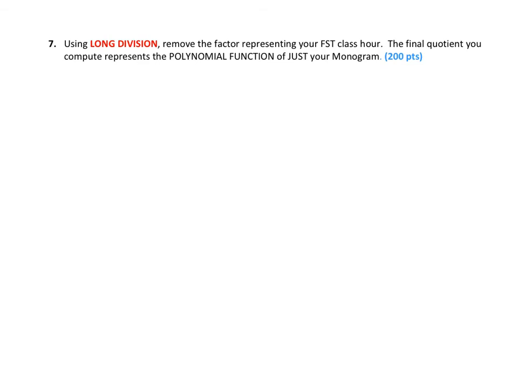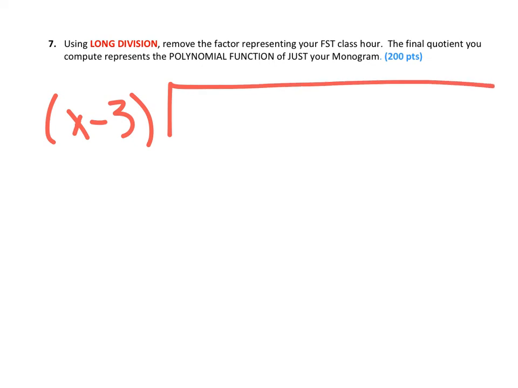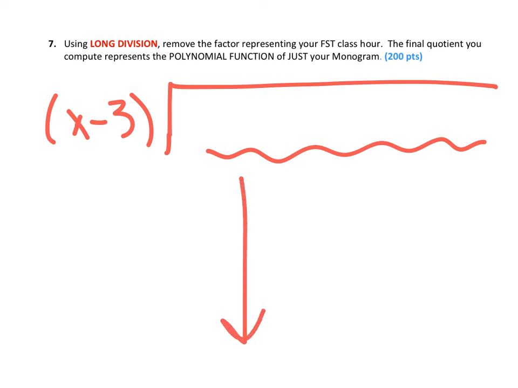So I want you to practice using long division, and I want you to factor out your FST hour. To do that, you're going to have to, again, take the factor of your FST hour. Third hour I was using, my factor was x minus 3. So I need to take that factor, and I'm going to long divide it out of what my initial standard polynomial was. Do that. Do your long division and show all of your work for the long division.